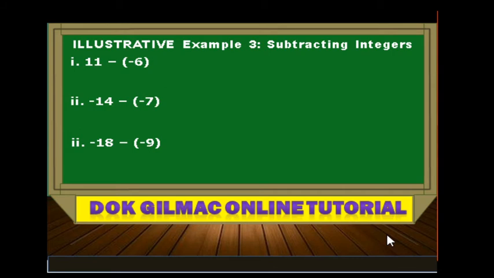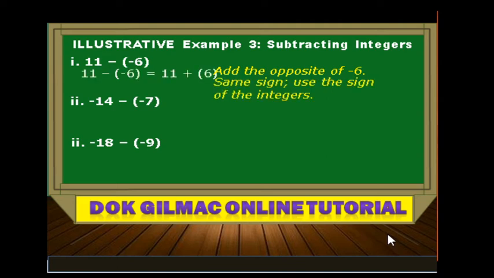Number 3. 11 minus negative 6. Add the opposite of negative 6. So we have 11 minus negative 6 is 11 plus 6. Same sign once again. So 11 plus 6. We just use the sign of the integers, both positive, so 17. Positive 17.